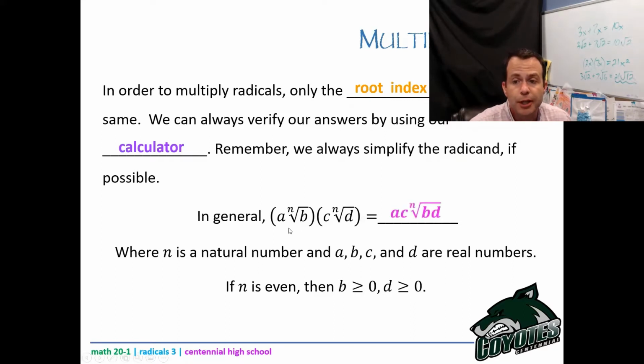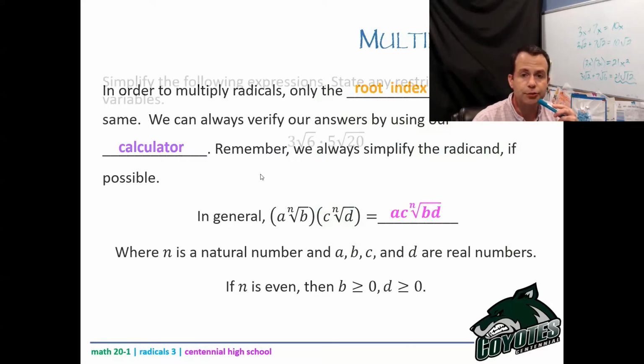Okay, so in general, what we say is a nth root of b times c nth root of d equals ac. So we're just multiplying a and c together, okay, times the nth root of bd, which is multiplying the radicands together, okay? And that works as long as n is a natural number and a, b, c, and d are all real numbers. And again, we also have to talk about restrictions, just like we have been doing the last couple of lessons. If n is even, so if the root index is even, then you have to remember that b would be greater than or equal to 0, and d would be greater than or equal to 0 as well, okay?